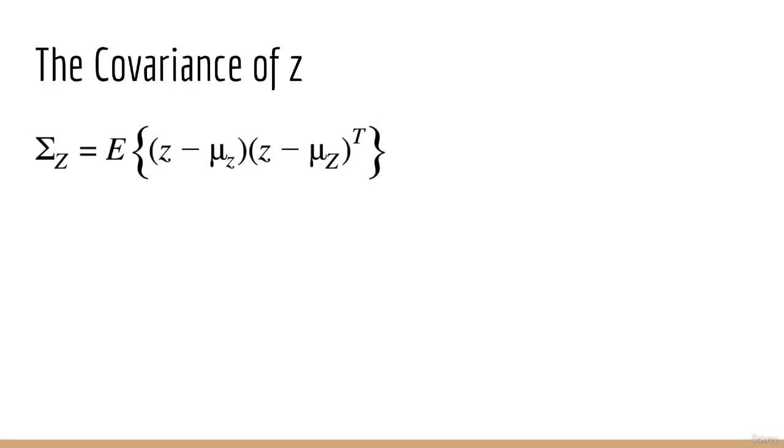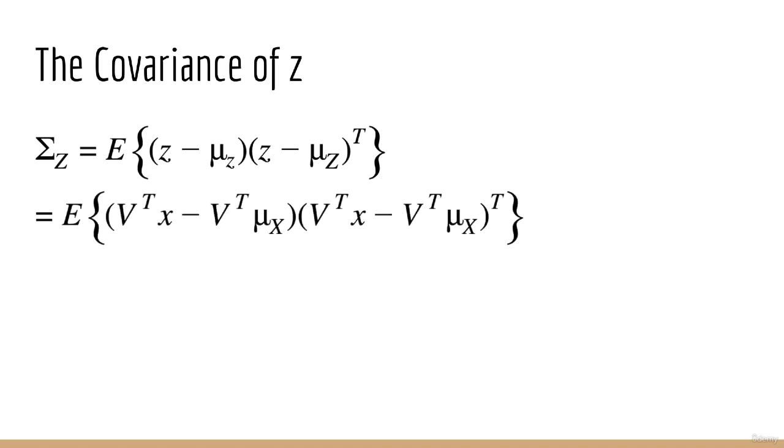Okay, so next, just as a sort of arbitrary task, let's try to calculate the covariance of Z if we use V as our transformation matrix. We can start with the definition of covariance. We'll denote the covariance of Z by sigma Z. It's the expected value of Z minus the mean of Z multiplied by its transpose. But we recall that Z is just V transpose times X. So we can replace Z with V transpose times X. We can also replace the mean of Z with V transpose times the mean of X.